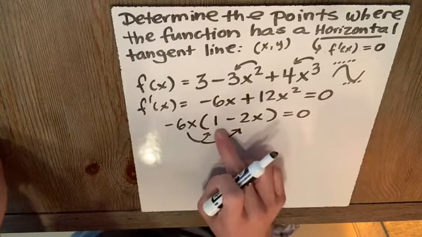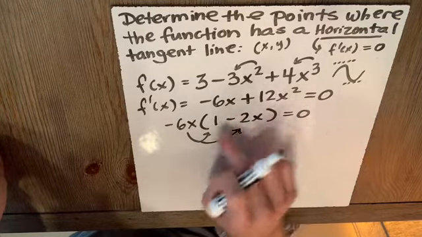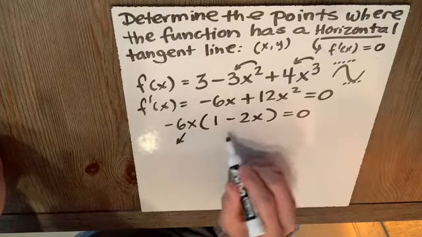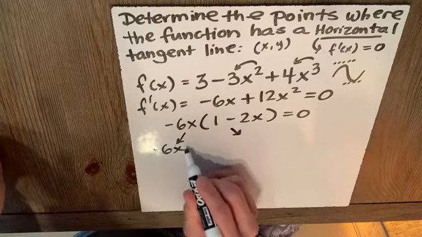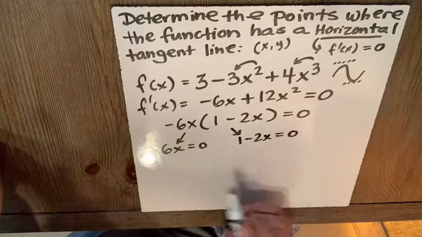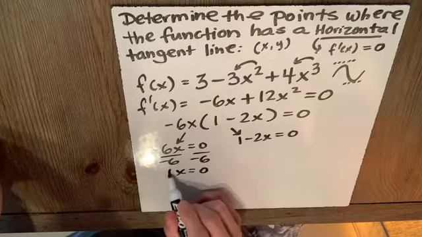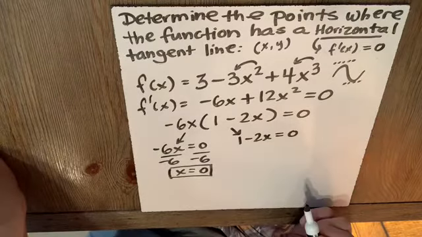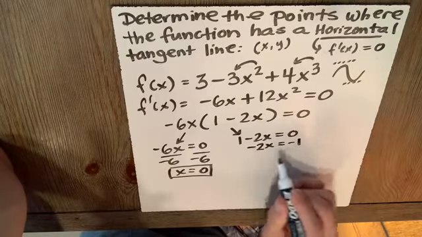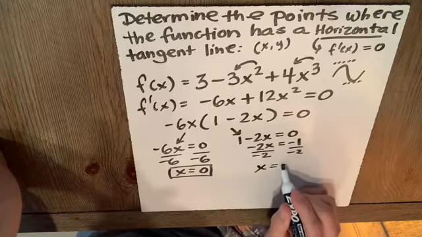Now, if I factor, one of the first things I do is distribute to see if I got it right. Negative 6x times 1 is negative 6x. Yep. Negative times negative is positive, 6 times 2 is 12, x times x is x squared. So I've got this correct. Now I'm using my zero product property here, saying negative 6x must equal 0, or 1 minus 2x must equal 0, or both. Divide both sides by negative 6, and we get x is equal to 0. Remember, that's the first of a coordinate pair, x, y. Here, if I subtract 1 from both sides, I get negative 2x is equal to negative 1. Divide both sides by negative 2, and I get x is positive 1/2.